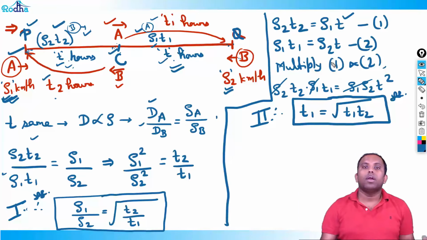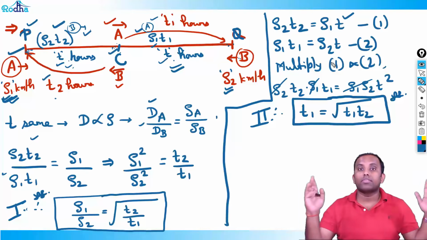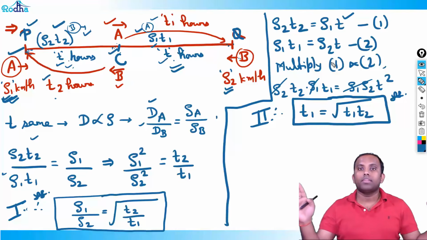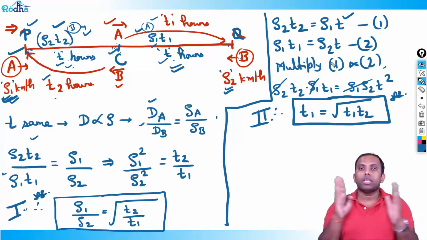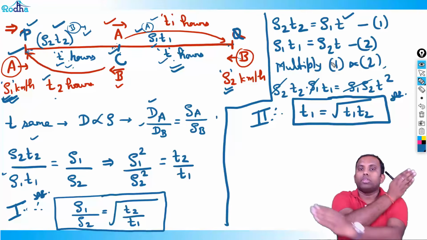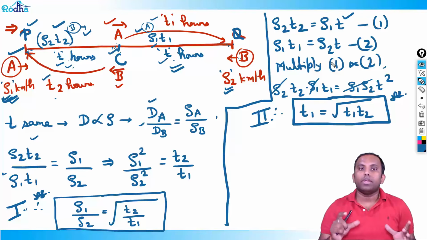What is T1 T2? After they took T hours to meet at C, if they start simultaneously, right? This is a very important point. If they start simultaneously, they will take T hours to reach C, and after that T1 hours and T2 hours to reach their respective destinations. Then the relation between T1 and T2 is T is equal to root T1 T2.